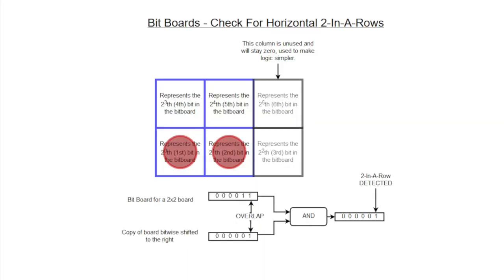Take the bitboard, bitwise shift a copy of it to the right, and run the AND operation. If any position in the boards overlap, the resulting AND operation will produce a 1 at that position, meaning a horizontal 2 in a row exists. This happens simultaneously for every position on the board. To check for vertical 2 in a row on our 2x2 board, we need a bitwise shift to the right 3 times. It will differ for major and minor diagonal as well.